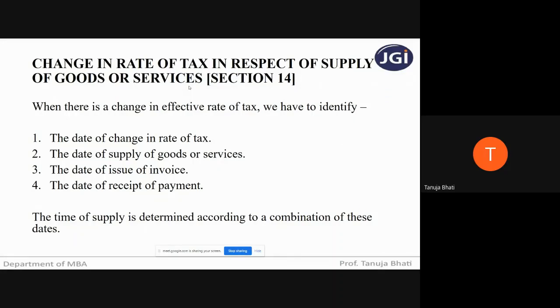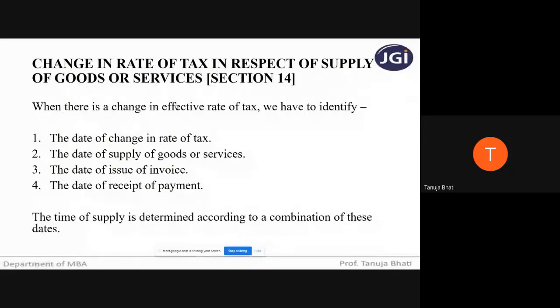So when there is a change in the rate of tax, which tax rate are you going to apply when there is a change? Are you going to apply 18% or are you going to apply 12% during the period of the change? So what should be the rate applied? Whether old rate should be applied or new rate should be applied during the period during which the tax rate is being changed by the GST Council. So by this section 14, we are going to understand which tax rate is to be considered when there is a change in the rate of tax in respect of certain goods or services.